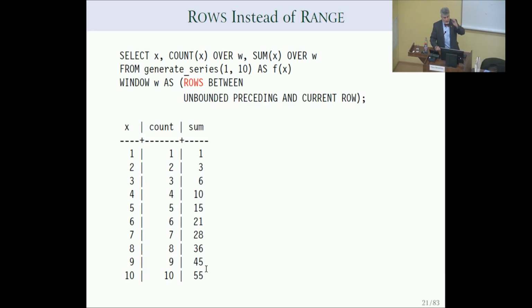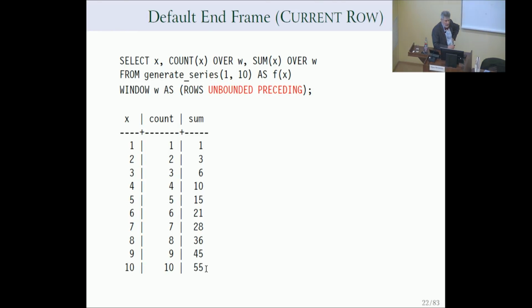So by changing range to rows, I've now changed the meaning of current row, and in fact, the system now looks a little more normal. I'm going from the beginning all the way to that current row. We do have a default, because again, the default is unbounded preceding to current row, so I could just put rows unbounded preceding if I want to. I get the same result because current row is the default for the ending spot.